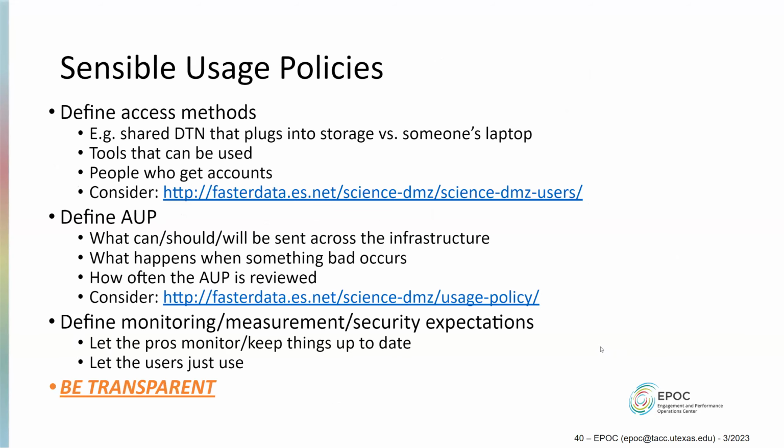And so there's a lot of useful resources out there, and ESnet on their FasterData site has already taken care of a lot of this for you in terms of defining your access methods and your acceptable use policy and your measurement and monitoring. There's a wealth of data on the FasterData site in terms of how would I shape this? How would I build this? How do I talk to people about this? What does a good AUP look like, or at least a starter one that I can modify?